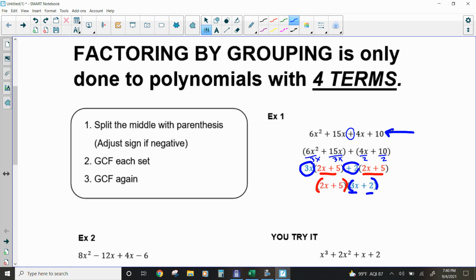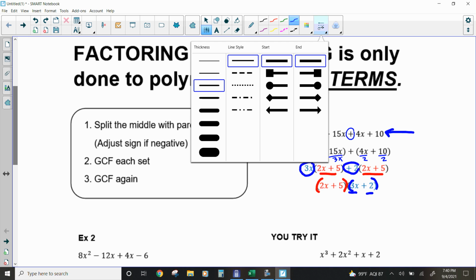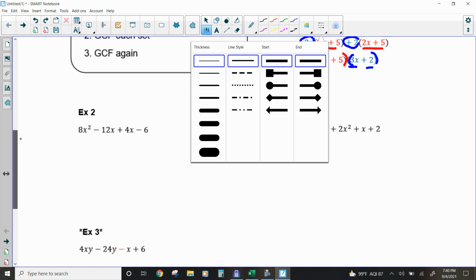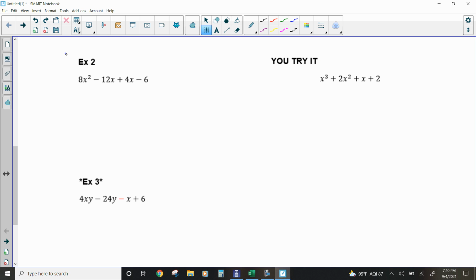Now, I know I went through that kind of quick, so I've got a few examples that I'm going to do with you. So we're going to get into it. Let me go ahead and change the pen so it's a little thinner. So the first step, we're going to try to break this down. If I can get this to stop scrolling. We're going to break this up into our 2 sets of parentheses.